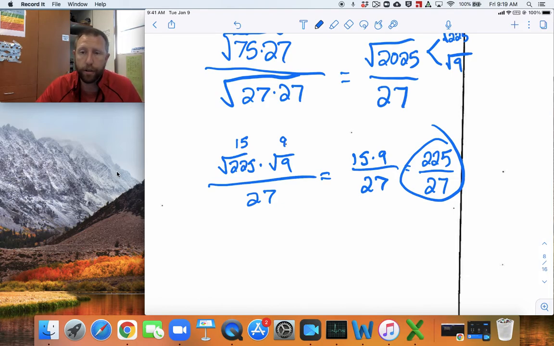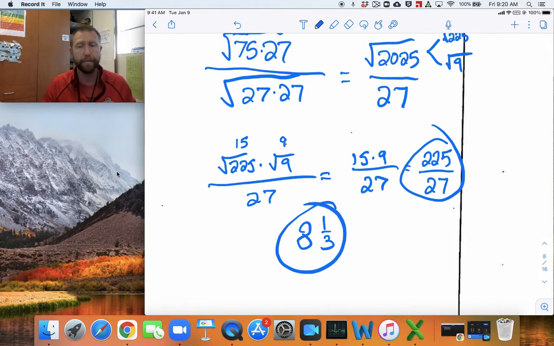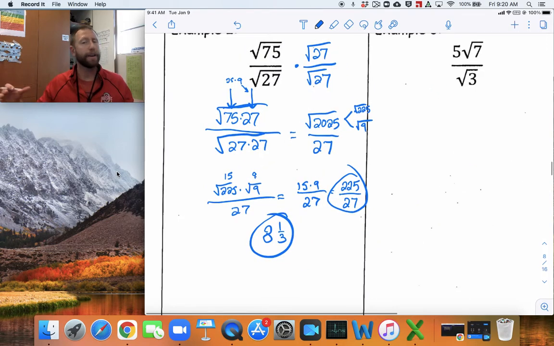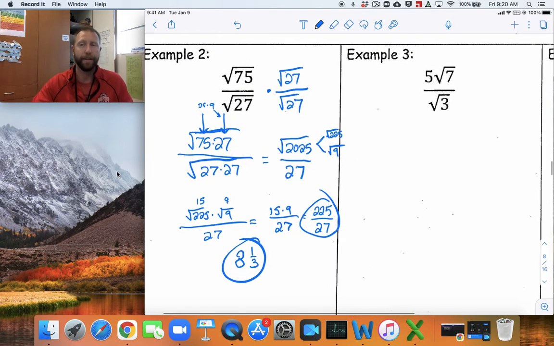If you wanted to use your calculator to turn it into a mixed number, you could do that as well. In fact, let me do that real quick. 225 over 27. That does equal 8 1/3 when you simplify it. Okay, so this one is kind of unique because it simplified all the way. It got rid of all the radicals. We rationalized the denominator to get rid of the radical on the bottom, but then somehow, miraculously, it got rid of the radicals on the top too. That's not going to happen very often, okay?